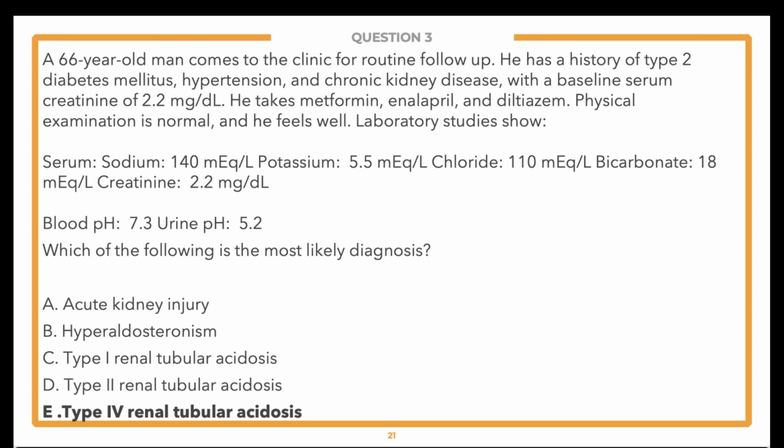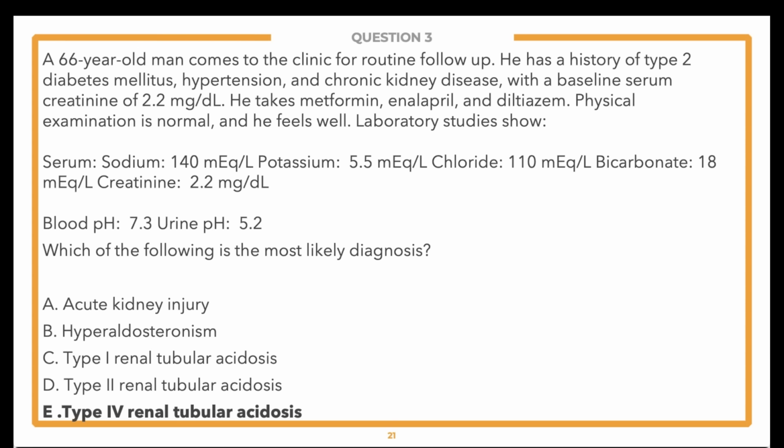So that potassium level should help you rule out 3 out of 4 of these incorrect answers, or just pick the right one right away. Acute kidney injury, that's when you have a sudden decline in kidney function in a short period of time, and you'll have a significant rise in creatinine, but you're not going to see this normal anion gap metabolic acidosis.